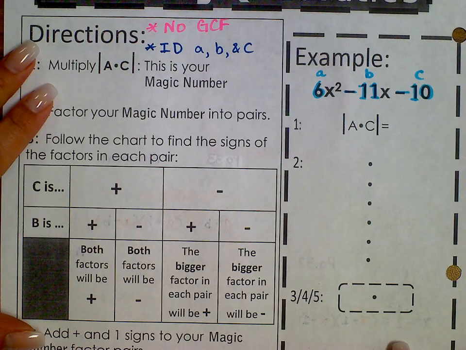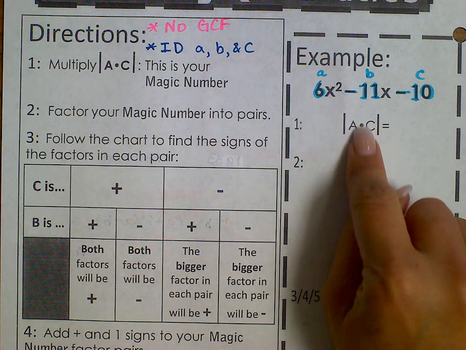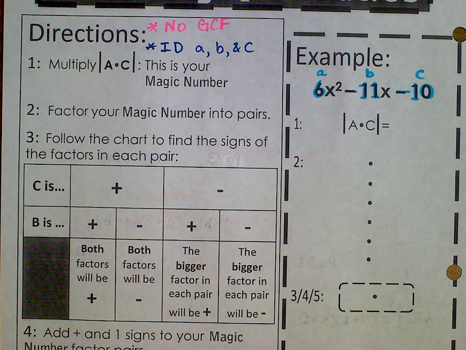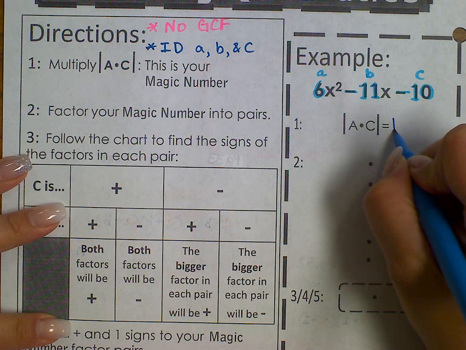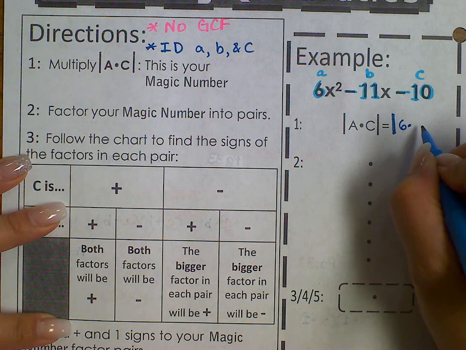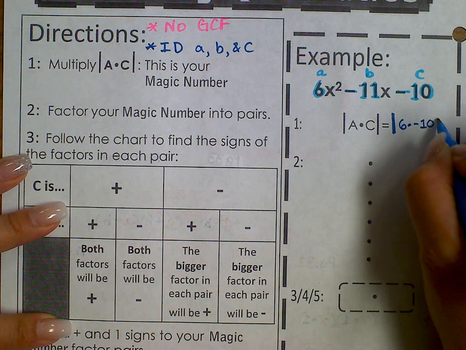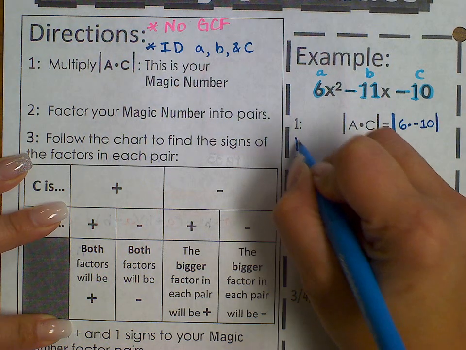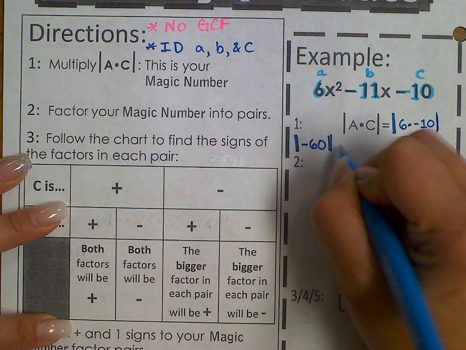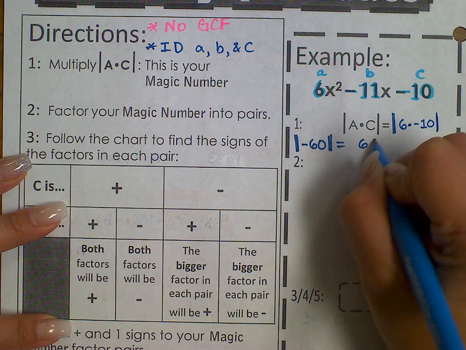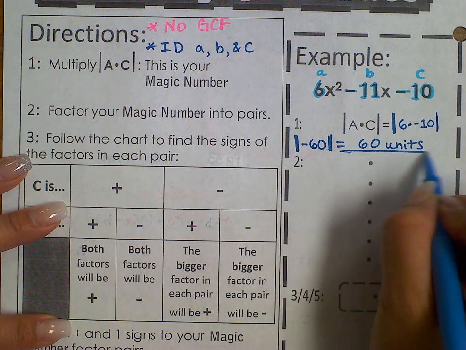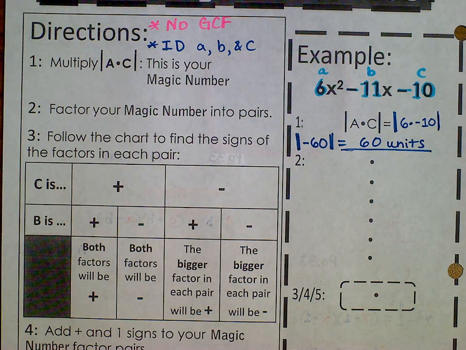The reason I want to identify my A, B, and C is because, just like on page 34, I want to multiply A times C. What is A times C? What's A again? 6 times -10, which is -60. But I'm looking for the absolute value of -60, which is 60. Ooh, thank you so much. That's nice.